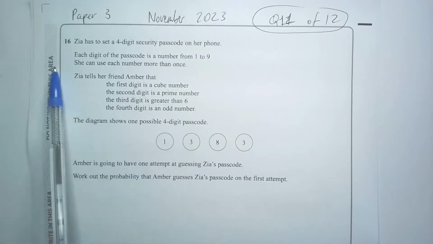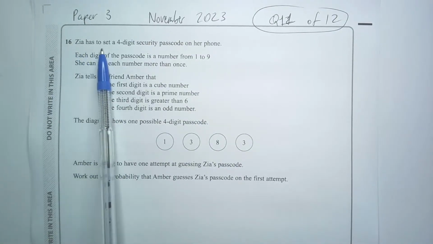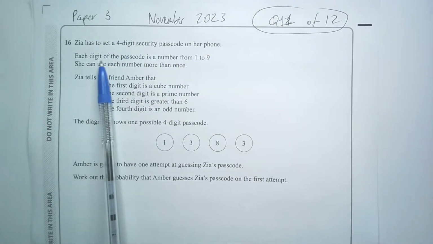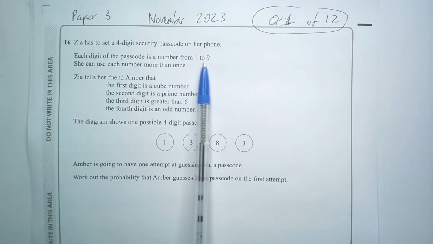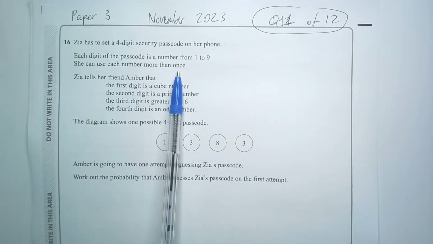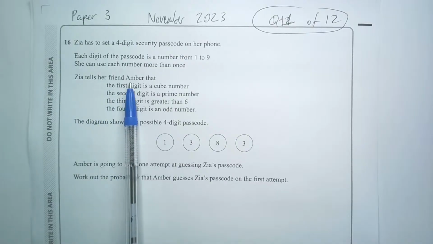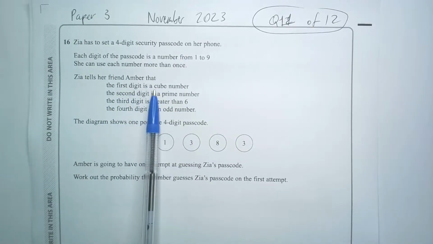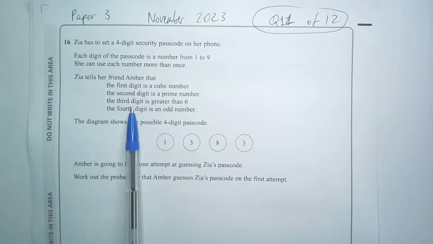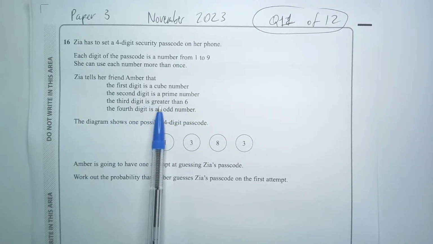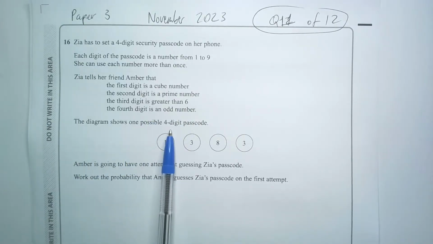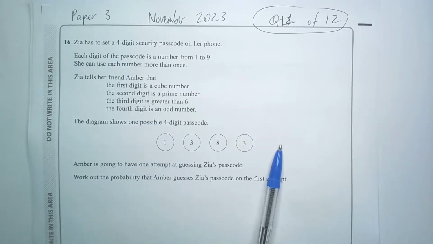Okay, so we've got question 16. Zia has to set a 4-digit security passcode on her phone. Each digit of the passcode is a number from 1 to 9. She can use each number more than once. Zia tells her friend Amber that the first digit is a cube number, the second digit is a prime number, the third digit is greater than 6, the fourth digit is an odd number. The diagram shows one possible 4-digit passcode, so that's one possible one.